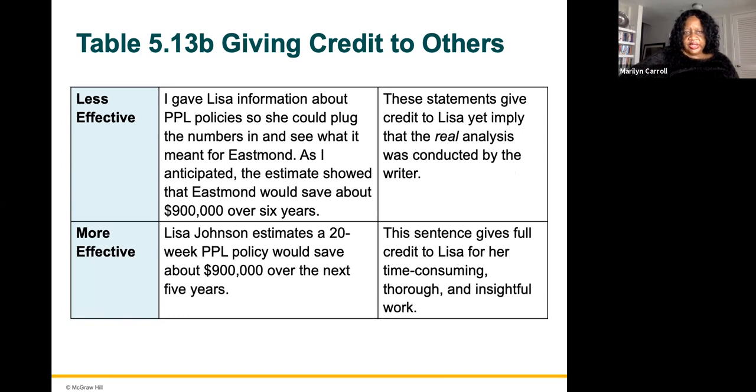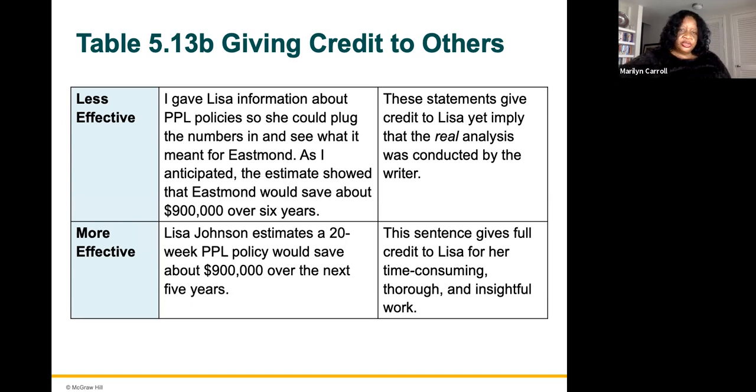Here's another one for giving credit to others. "I gave Lisa information about PPL policies so she could plug the numbers in and see what it meant for Eastman. As I anticipated, the estimate showed that Eastman would save about $900,000 over 6 years." Well, these statements give credit to Lisa, yet imply that the real analysis was conducted by the writer. More effective would be, "Lisa Johnson estimates a 20-week PPL policy could save about $900,000 over the next 5 years." This is wonderful.